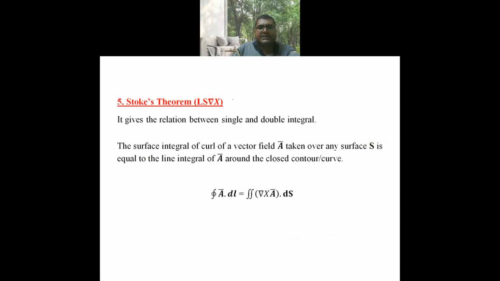Stokes theorem gives the relation between line integral and surface integral, and here the trick is LS del cross, that is closed line integral of A bar dot dl. Closed line resembles open surface. LS del cross, that is line to surface, del cross A dot ds. Here ds is the differential normal surface.